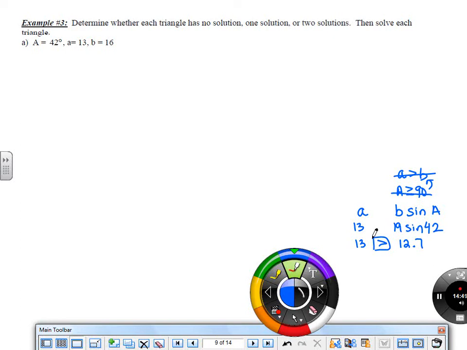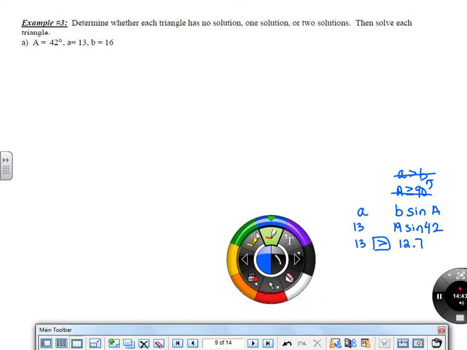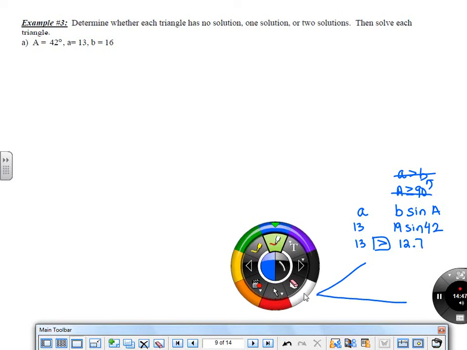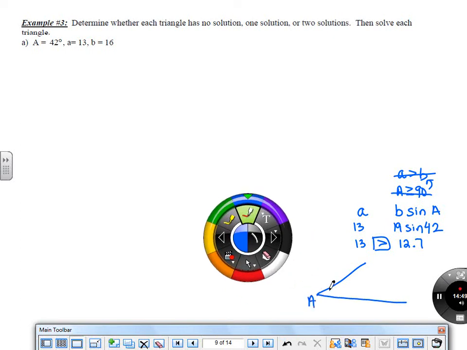Okay? So, again, the general idea was they gave me this information. Here's angle A, it's 42 degrees. Here's side B, it's 19. And then I had to put side A down that was 13 units long, and now what I'm seeing is it could go like this, or it could go like this.